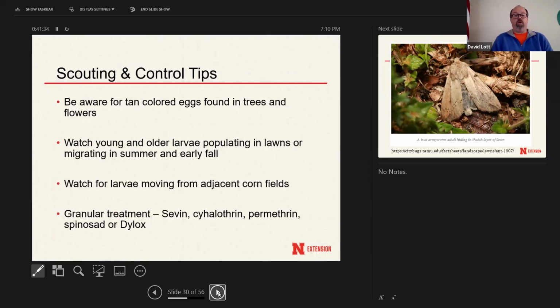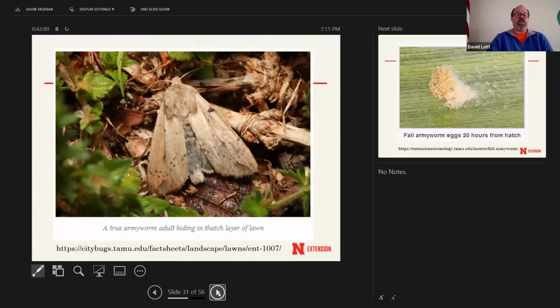And the granular treatments are very simple products. Sevin, which is carbaryl. There's permethrins, which are very common, very low toxic dose. Spinosad, Dylox, any of those work great. And those are granulars, you just simply water in. And those are on contact, so as that product gets in contact with those larvae, remember, larvae do not have an exoskeleton, and so they're easily controlled. They're zapped pretty quick.